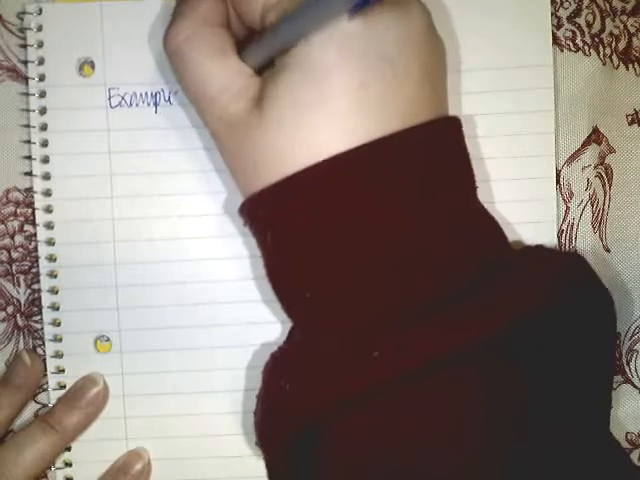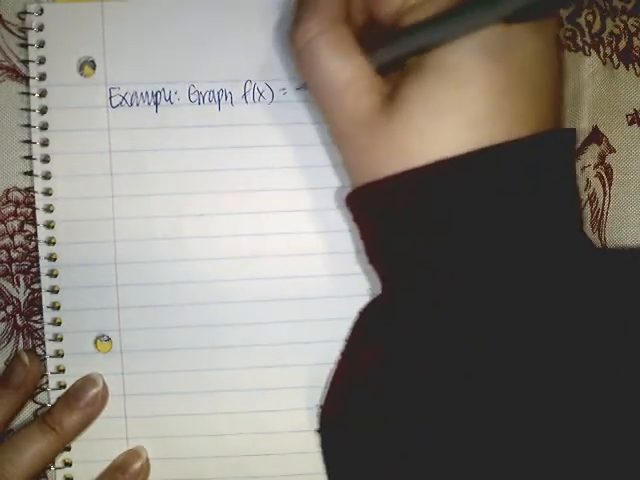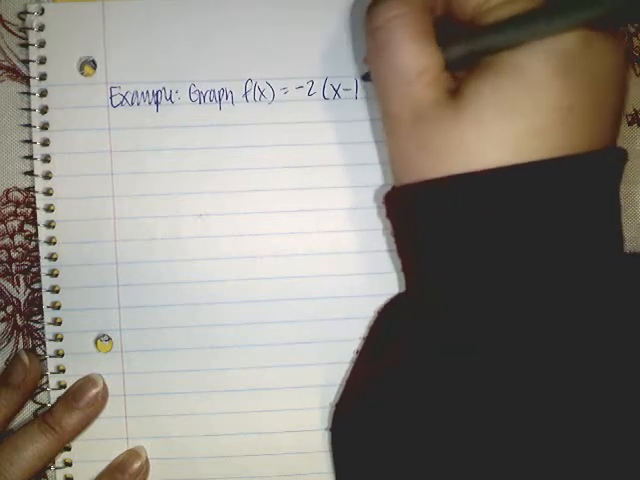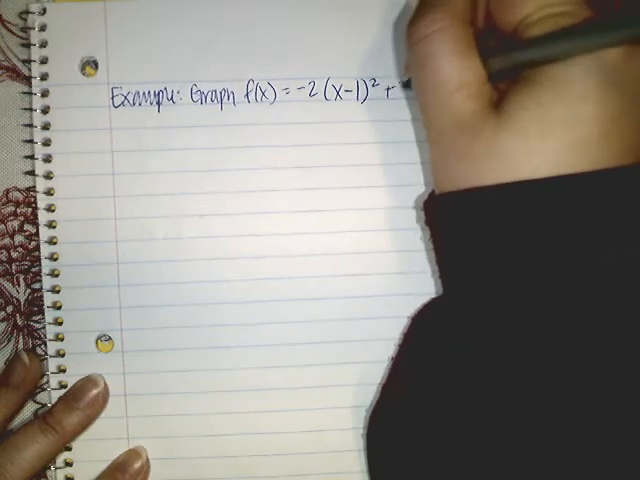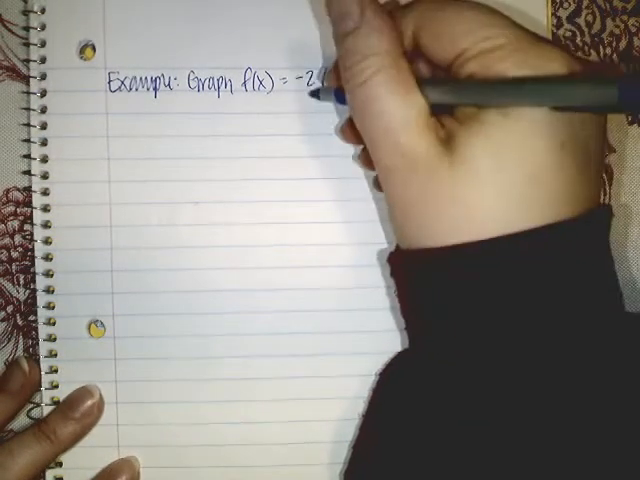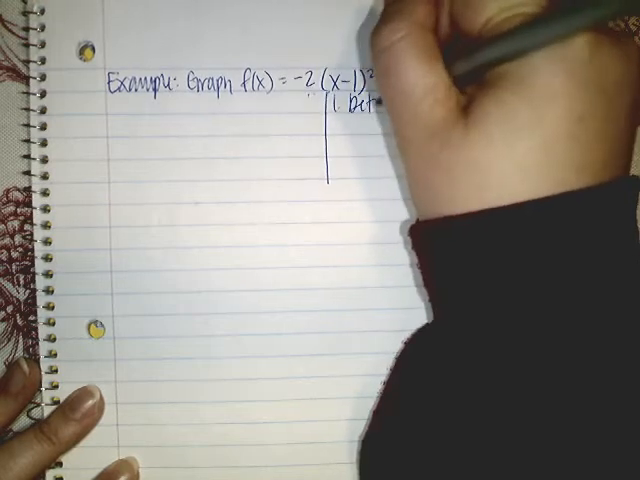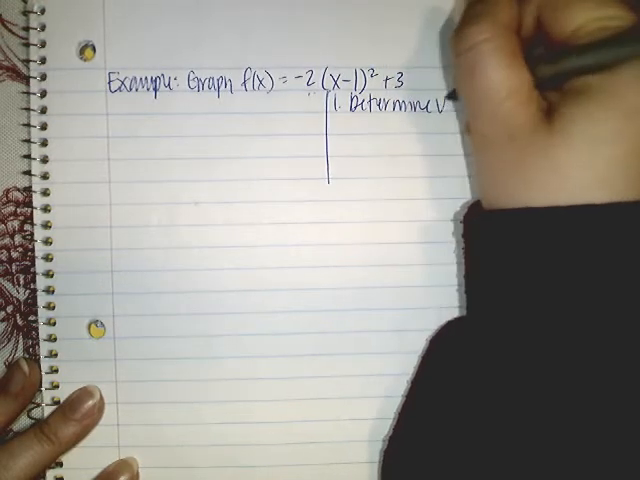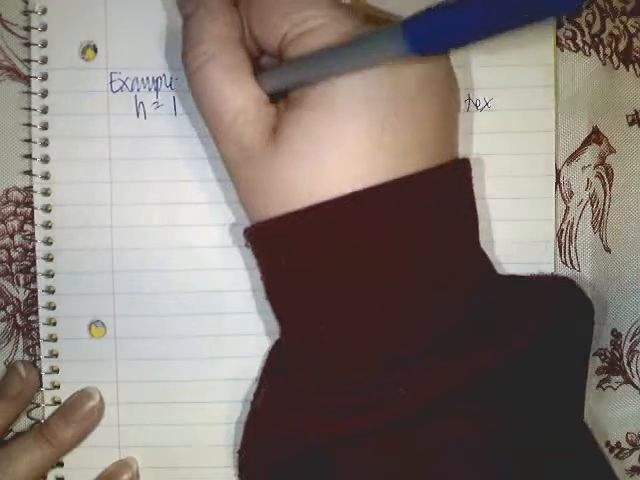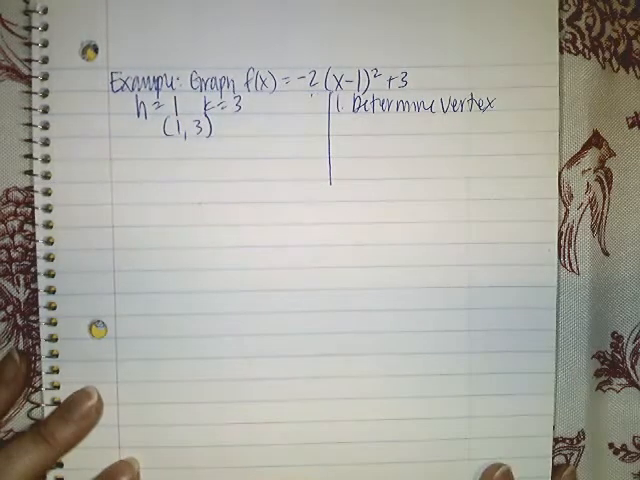I want us to graph f of x equals -2 times (x minus 1) squared plus 3. So this is a lot more complicated than our last one, you might be noticing, but my steps are going to stay the same. So step 1, I'm going to determine my vertex. So my h here, remember it always switches signs when it comes out, so h is 1, k is 3, so my vertex will be 1, 3.